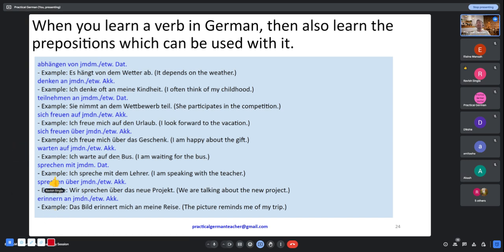So next one, sprechen means to talk, but if you want to say talk with someone, you will have to say sprechen mit, and after mit it will be dative. So ich spreche mit dem Lehrer. Now I'm talking with the teacher.